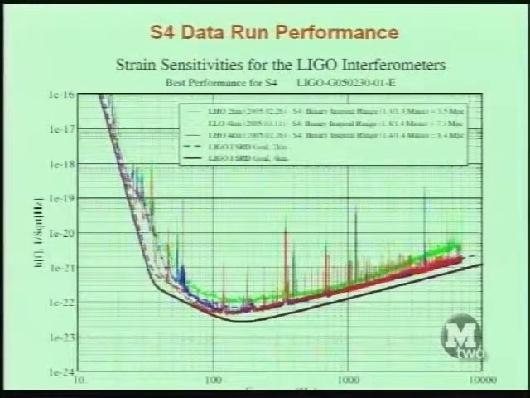This is what the data looks like from our fourth science run, the so-called S4 run. This shows you again the design curve that we're trying to get to, and this shows you the data from all three interferometers. I'm not showing you here the best interferometer and its best performance. I'm showing you typical performances from all three interferometers. They're all getting very close to their design capabilities. They're within a factor of 2 over a broad spectrum and much closer than a factor of 2 over the sweet spot.